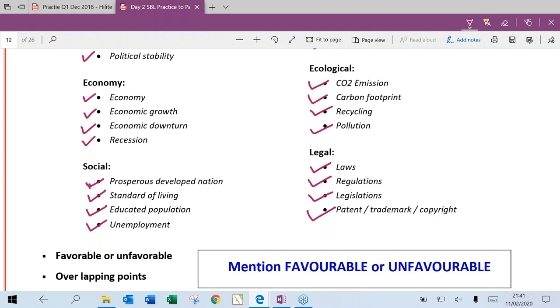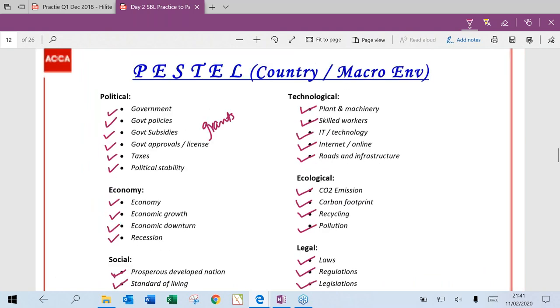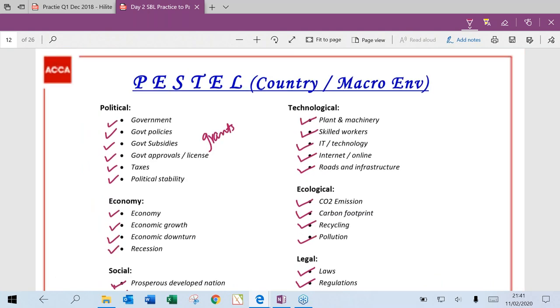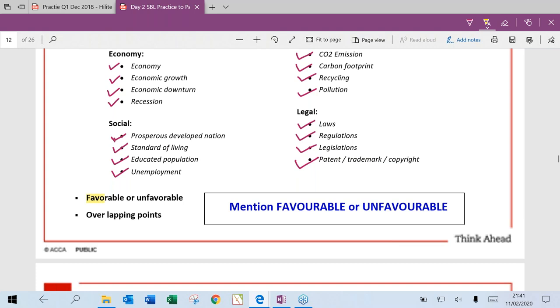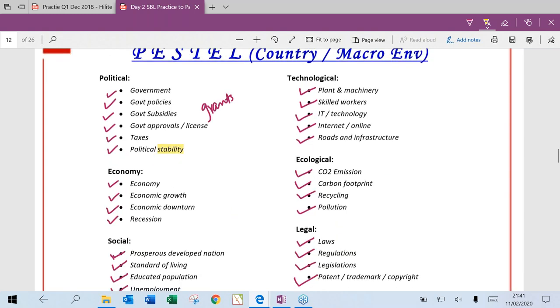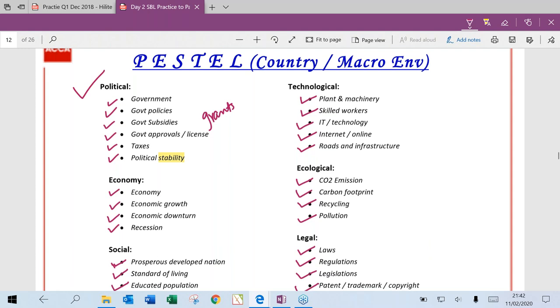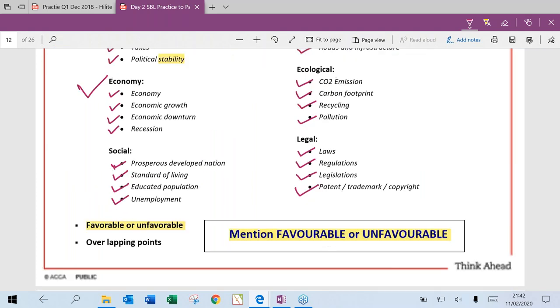all this. So if you remember these keywords, you will be easily able to identify PESTLE points while reading the case. The second important thing for PESTLE is you have to comment whether these factors are favorable or unfavorable. This is very, very important. For example, when you talk about political, you need to conclude whether the political environment is favorable or not. And when you talk about economy, you need to conclude whether the economy is favorable or not, and so forth. Very, very important. If you don't mention favorable or unfavorable, you will not be able to score marks.